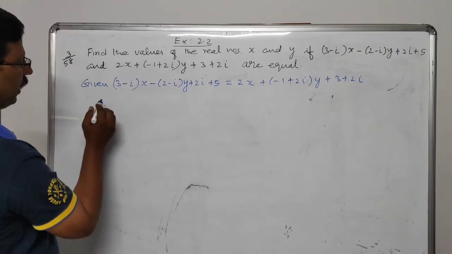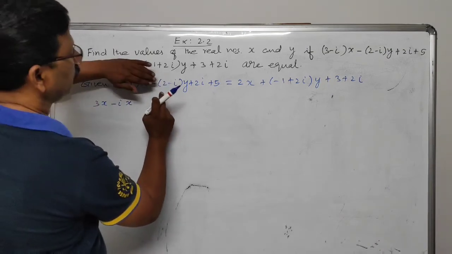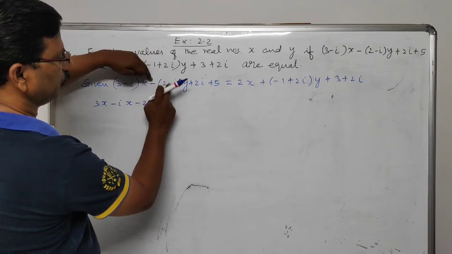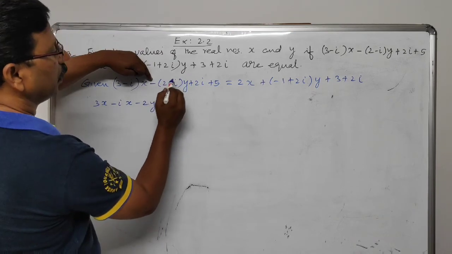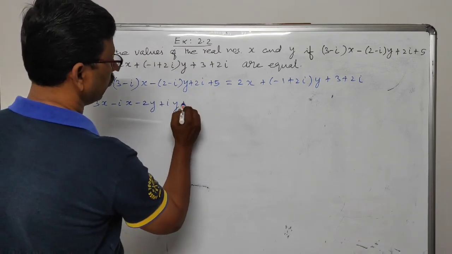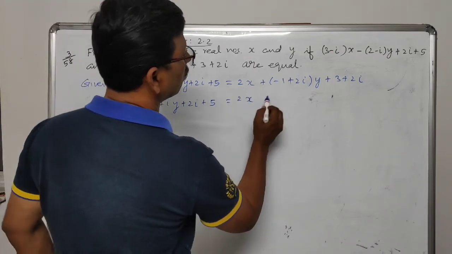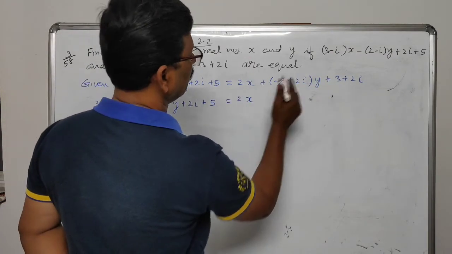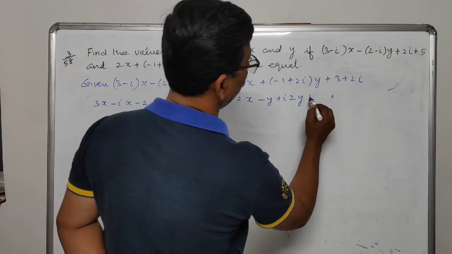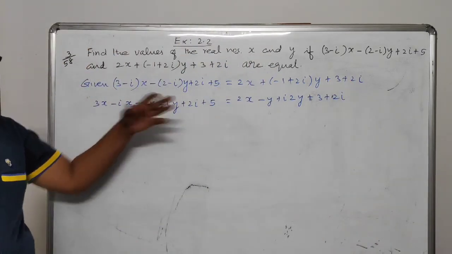There is 3x minus ix. Here, first 2y minus, we have minus 2y, then minus into minus, plus i into y, you can see. Now after that plus 2i plus 5, which is equal to 2x, again here you have minus y, then plus i into 2y, then plus 3 plus 2i. Therefore this lengthy expression must be simplified.